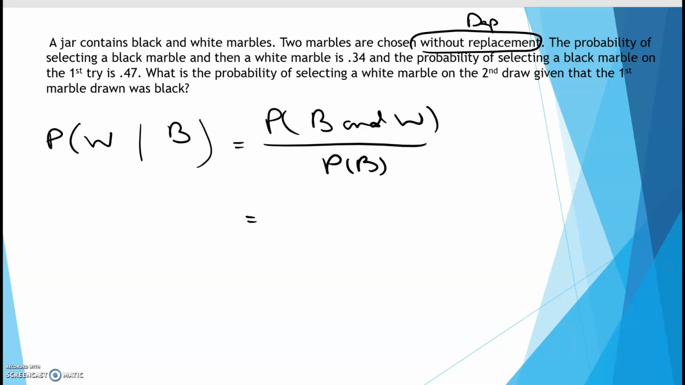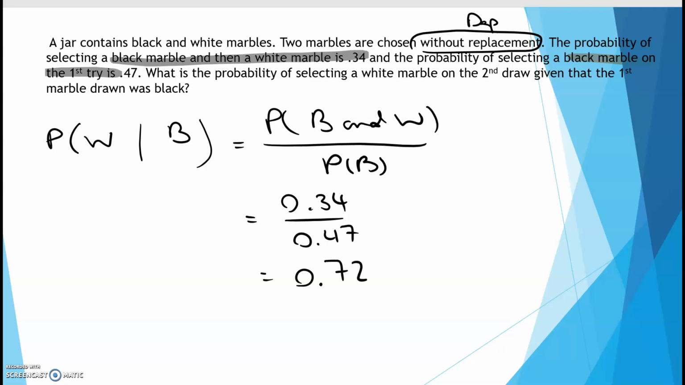Okay, probability of getting a black and then a white marble is 0.34. The probability of just getting a black marble on the first try is 0.47. And then you just divide these two numbers, and that's going to give you 0.72. And this says what's the probability, so this would be our final answer. So basically this is saying that you have a 72% chance of getting a white marble on the second draw, given that you reached in the bowl and you got a black marble on the first try.